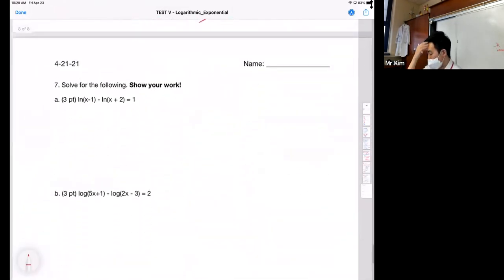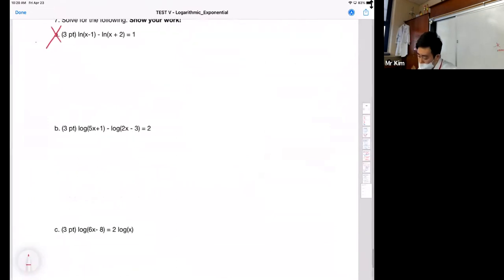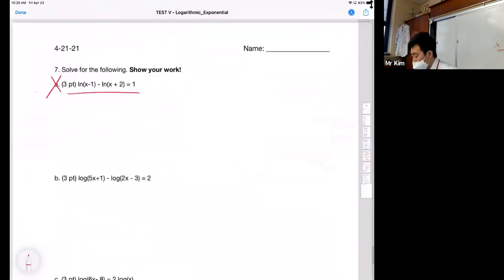All right, last question, number 7. It was really unfortunate that I think only one student got this right for part A. The rest of it was okay. This is no solution. You guys rushed it. Natural log of (x minus 1 over x plus 2) equals 1.